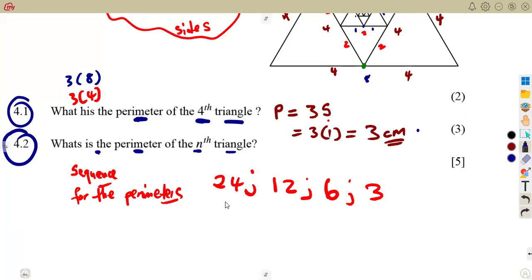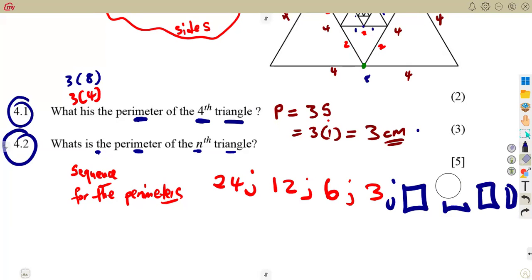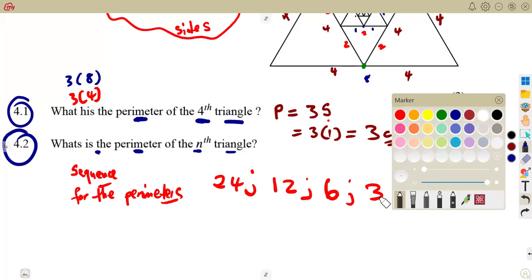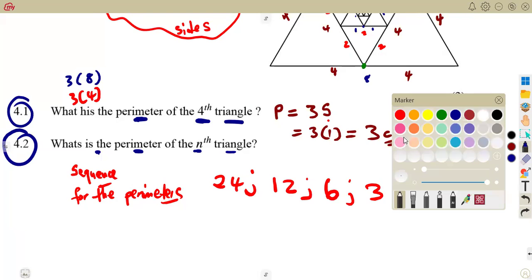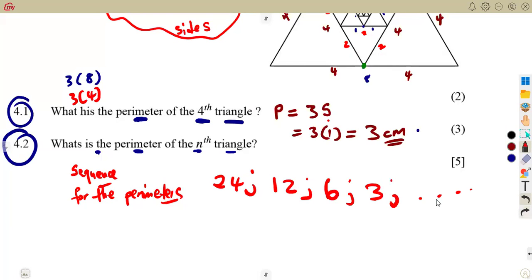So meaning to say, we have formed a sequence, and we can even determine what is going to be the perimeter of the 5th triangle, the 6th triangle, the 7th one, the 8th one, and so on and so on. So if we've got a sequence representing these perimeters for the given triangles, therefore we can find its nth term from this.